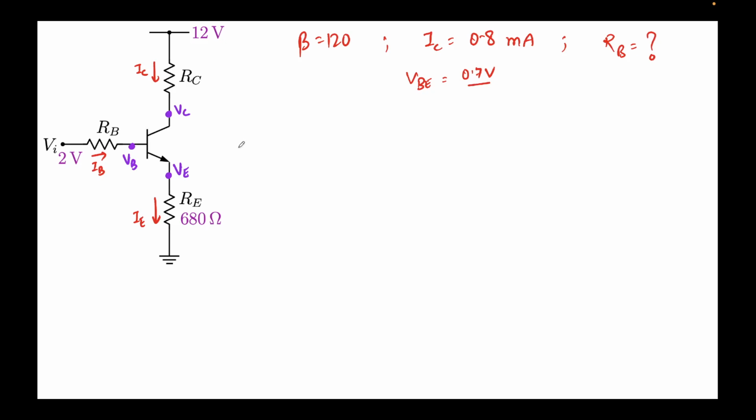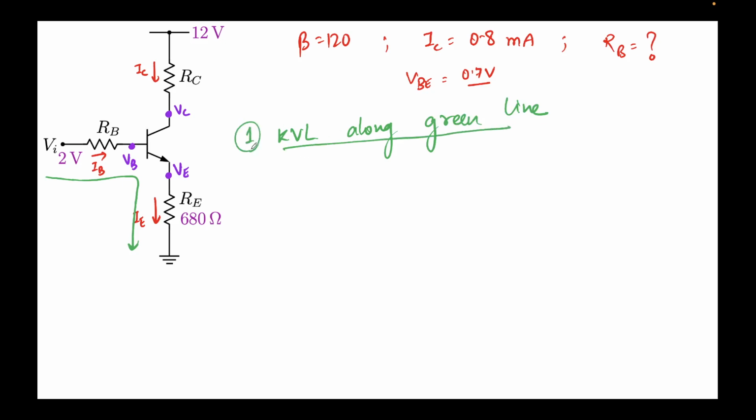So what we'll do is apply KVL along the green line. This is step 1, let's say. We'll write 2 minus IB times RB minus the drop VBE, minus IE times RE, should be equal to 0. That is the expression that we'll get.